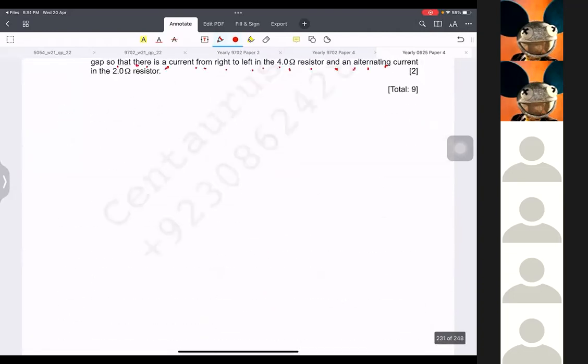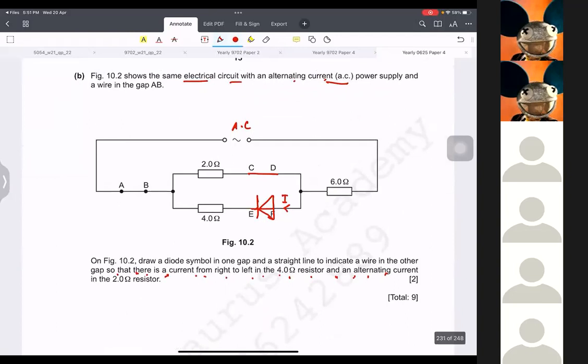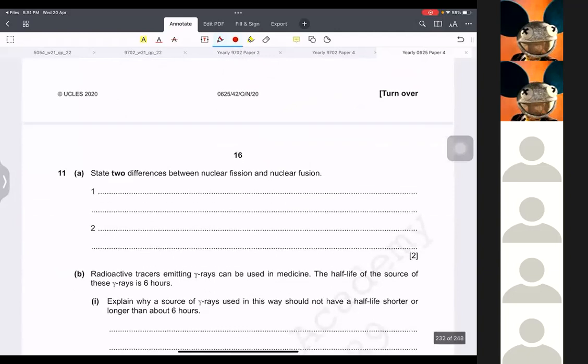Now let's go to the last one. If you don't know, a diode is a device that only lets current go through this side. It doesn't let current go through this side. Now, state the difference between nuclear fission and nuclear fusion.